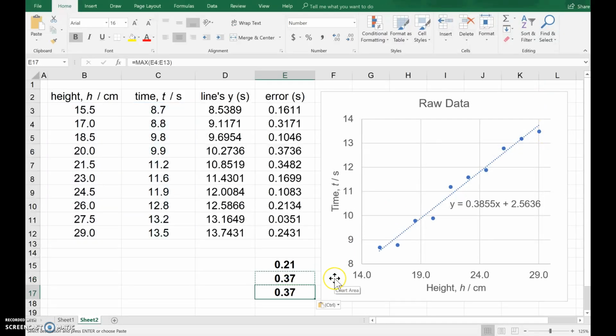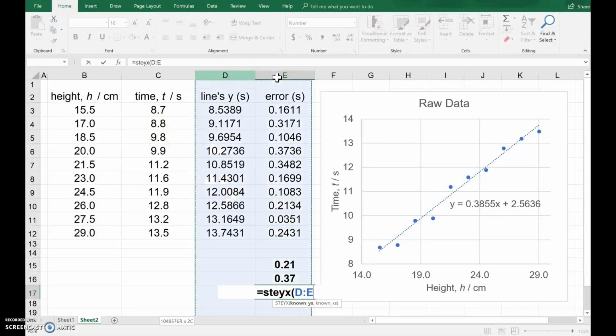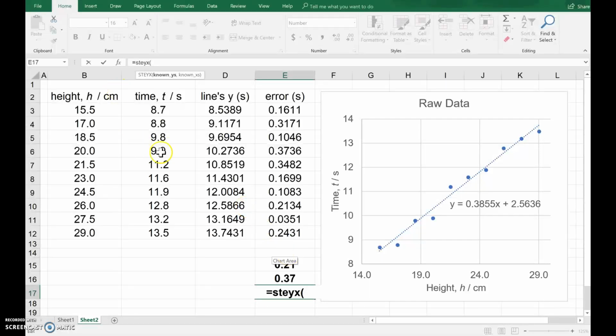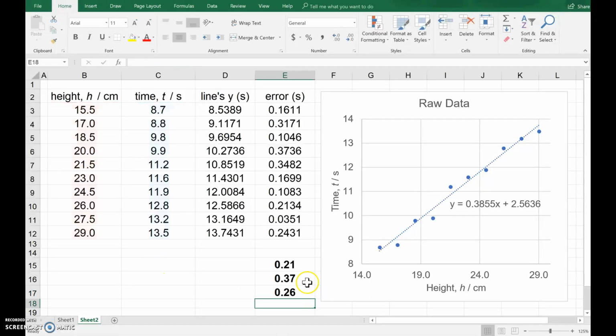Or if you have a curved line, you can actually bypass all of this and do STEYX, open parentheses. And then you don't have to calculate either of these columns. We're actually just going to skip that. You could do STEYX, open parentheses, highlight your y values on the graph, my time, experimental y values, comma, you highlight the x values on your graph, and you close parentheses. And that's going to be somewhere in between the two. It's actually going to be, well, we won't get into it. So any of these three would be a suitable value to pick for your vertical error bars.